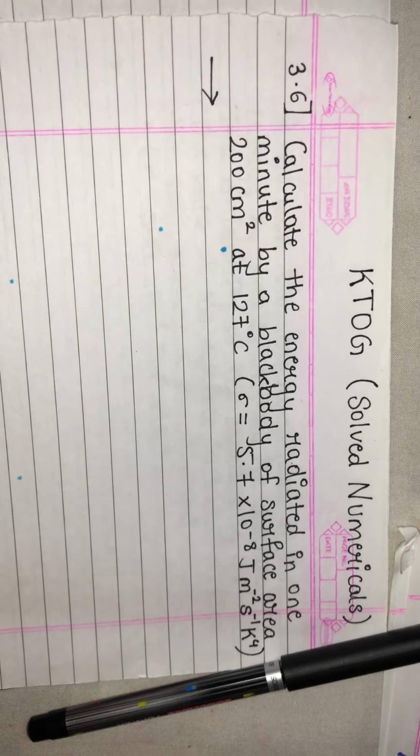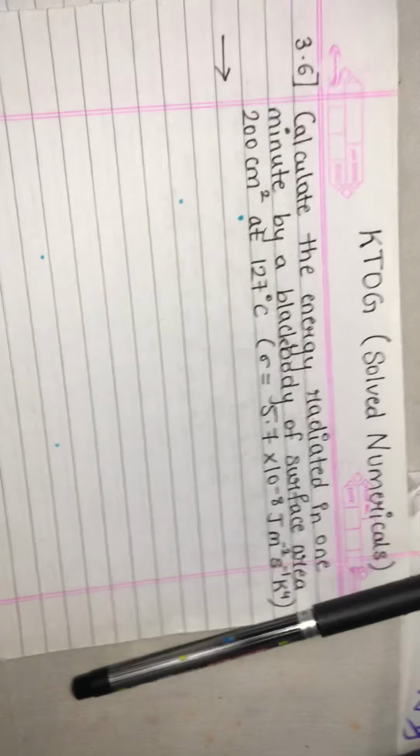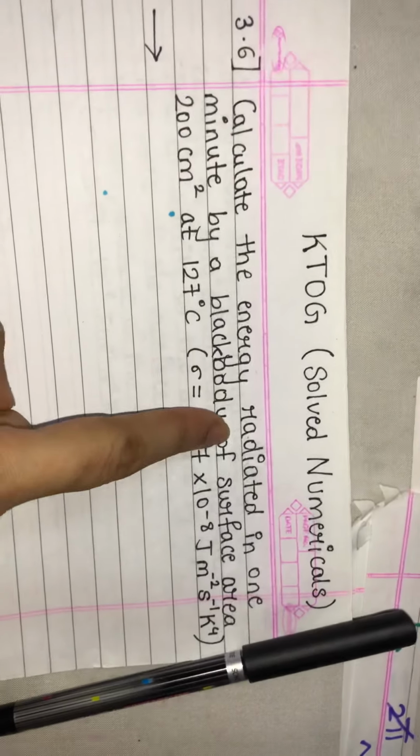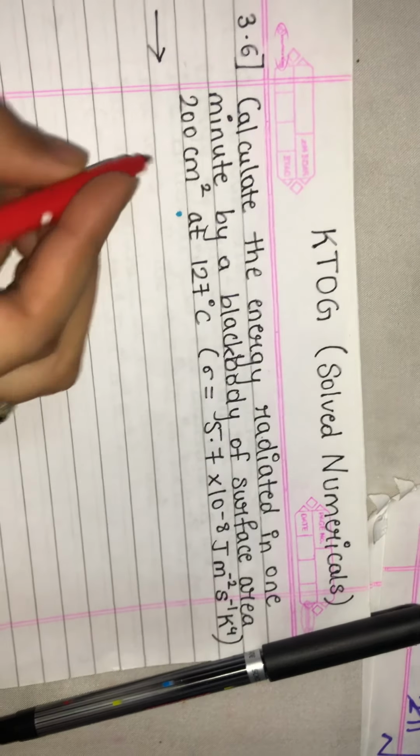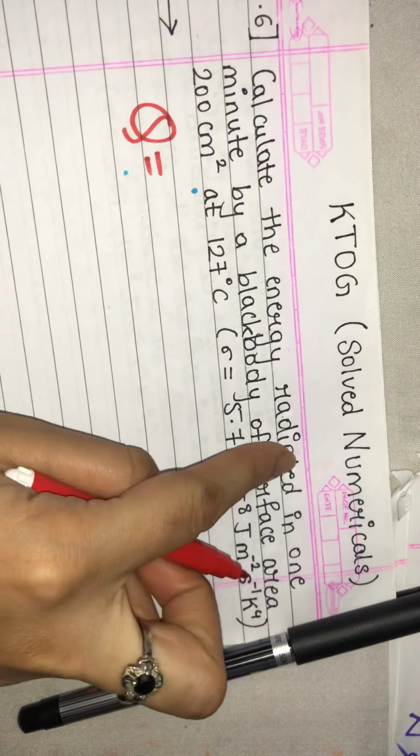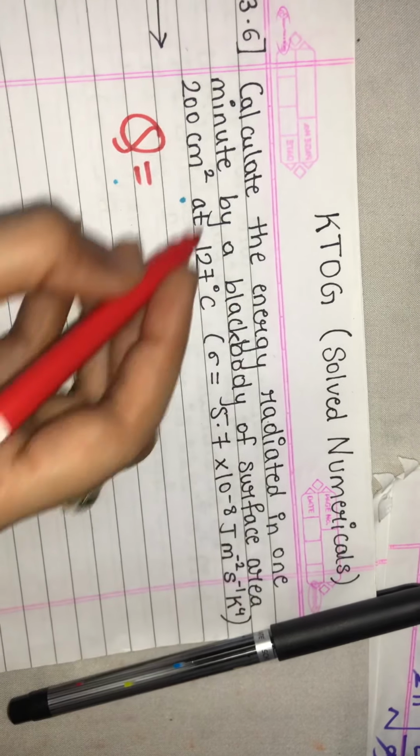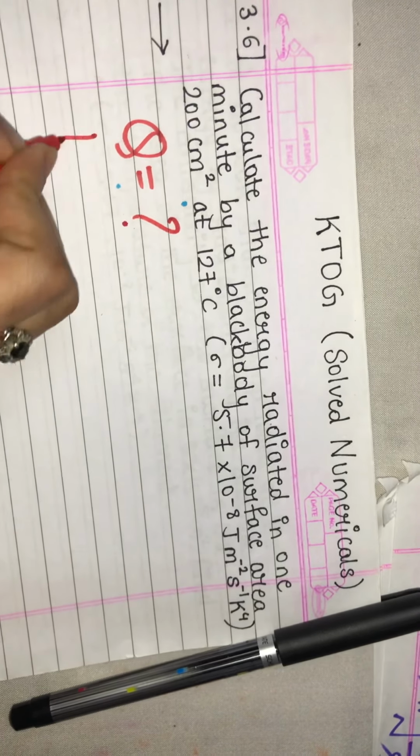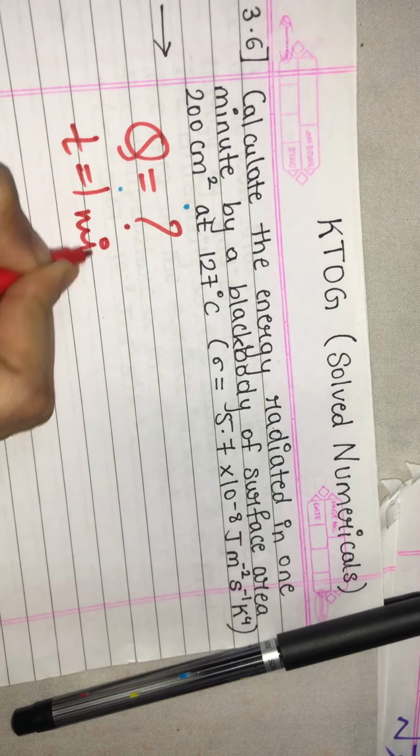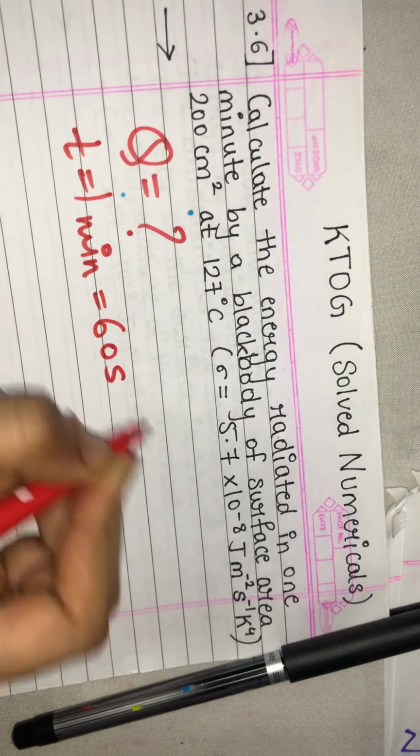Okay, starting with question number 3.6 of solved numericals. Calculate the energy radiated in 1 minute. So we need to calculate Q, that is the amount of energy radiated by a black body in 1 minute. So the time is 1 minute, which is nothing but 60 seconds.